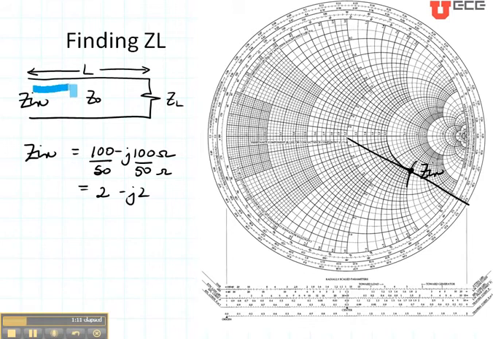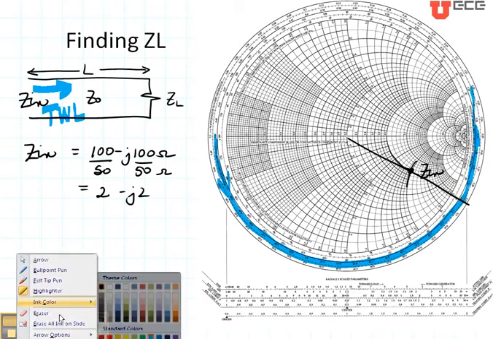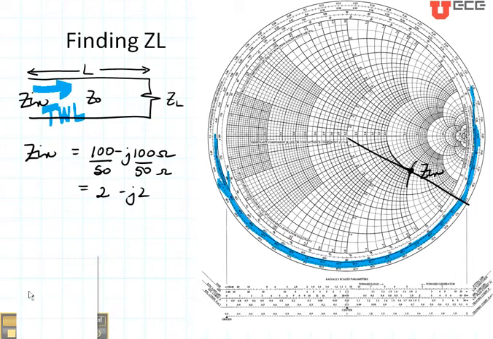Right here, see, that's towards the load. So I need to use a different axis. Right here, we've marked wavelengths towards the load, and it goes in this direction. So this axis is the one that I'm going to be measuring for this example. Now let's say that my line is again 0.2 wavelengths long.